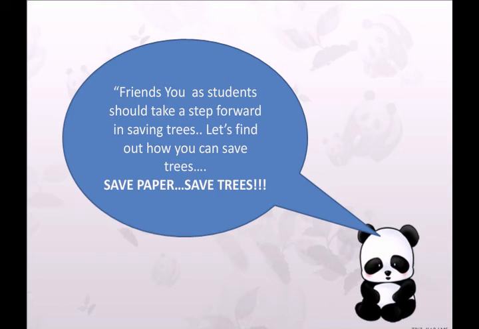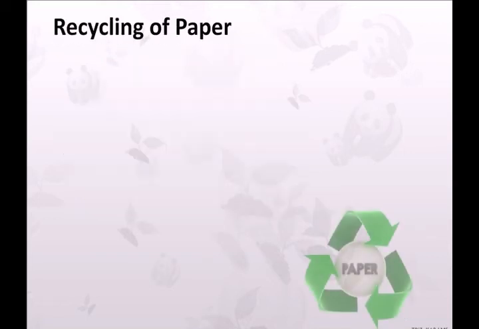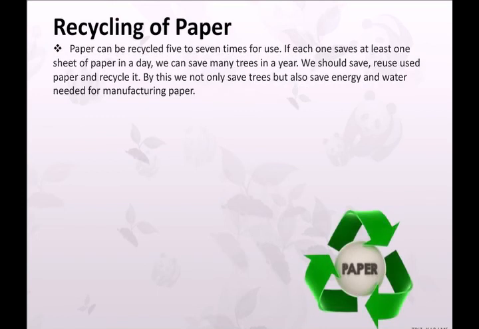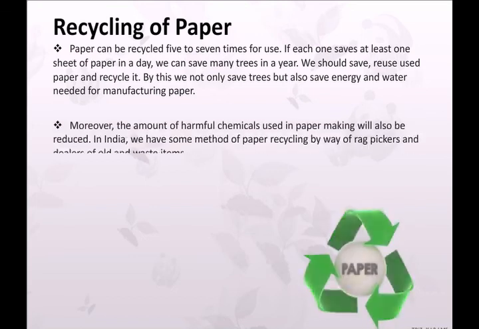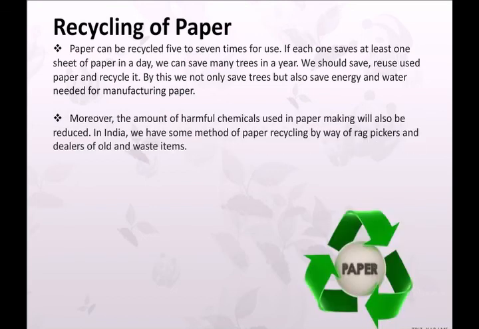Save paper, save trees. Recycling of paper. Paper can be recycled 5 to 7 times for use. If each one saves at least one sheet of paper in a day, we can save many trees in a year. We should save, reuse used paper and recycle it. By this, we not only save trees, but also save energy and water needed for manufacturing paper. Moreover, the amount of harmful chemicals used in paper making will also be reduced.